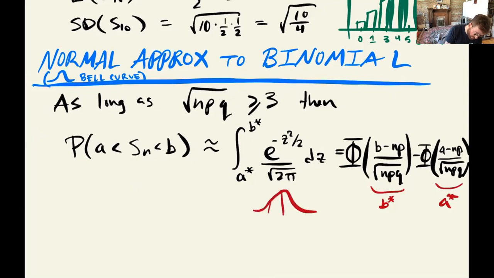And so this has mean zero and standard deviation one. And once I convert my values into b star and a star, what I'm computing here is the difference between, let's say, the green area, which is the area under the curve left of a star, and the orange area, which is the area under the curve to the left of b star.